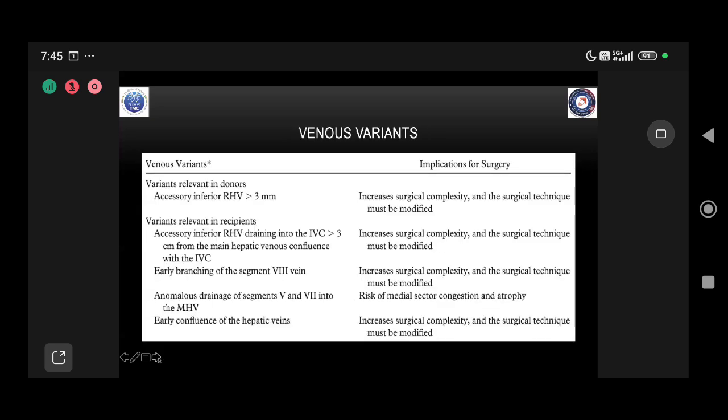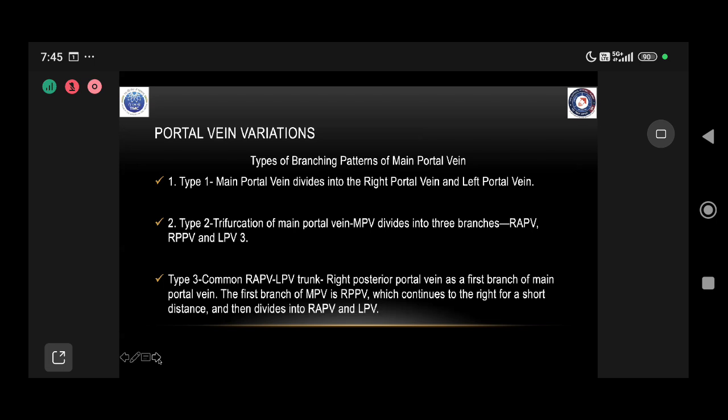Similarly, venous variants, again, are very important for transplant because they may need a modified surgical technique and increase the surgical complexity. Suppose there is an accessory right hepatic vein which is more than 3 centimeters from the confluence. All this adds to your surgical complexity, and this needs careful planning in the preoperative period rather than on the table, because you don't have time in transplant to sit and think at that point of time.